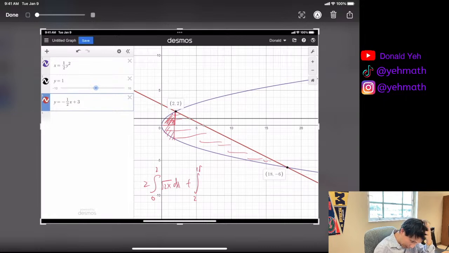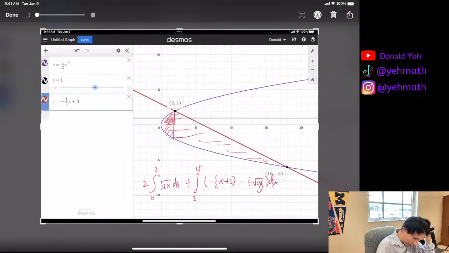And that's gonna be top minus bottom, and the top is gonna be negative 1/2 x plus 3 minus the bottom, which is gonna be negative square root of 2x dx. Why is it negative? Because there was a positive version and there was a negative version of it. So therefore it should end up being plus. So this is much more complex.